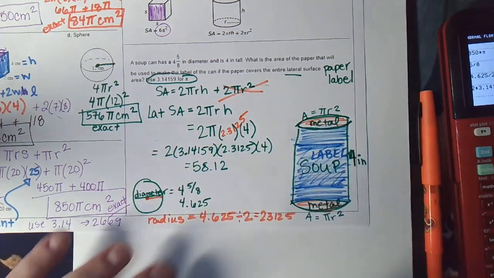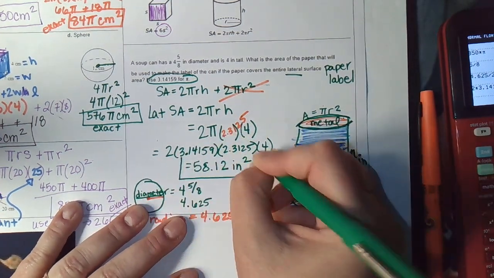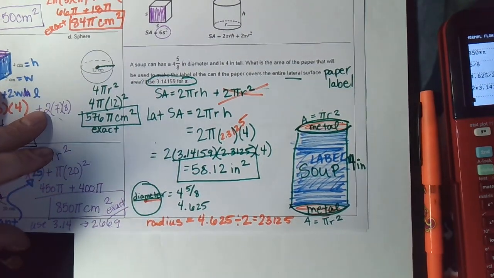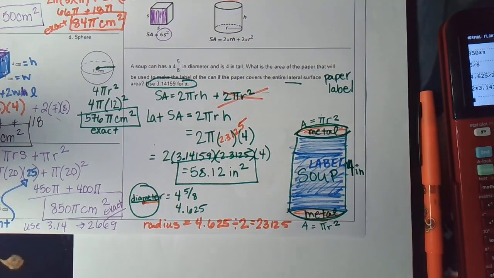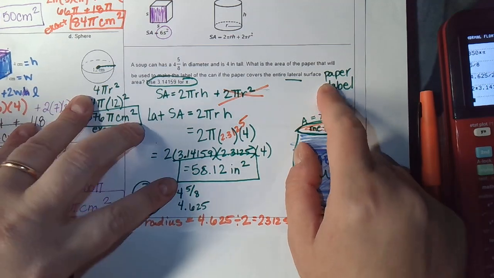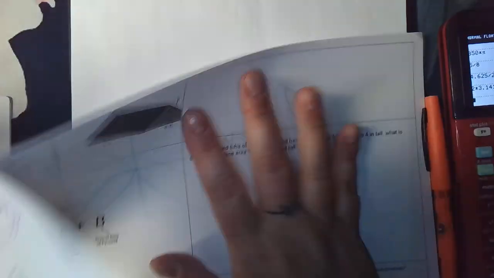What is our units? Our units are in inches. Area is squared because it's 2-dimensional. Okay, so lateral surface area is the same thing as regular surface area. You just subtract off the pieces you don't want. So since we were talking about a paper label, paper labels don't go on the top or the bottom of a soup can. All right, let's keep going.